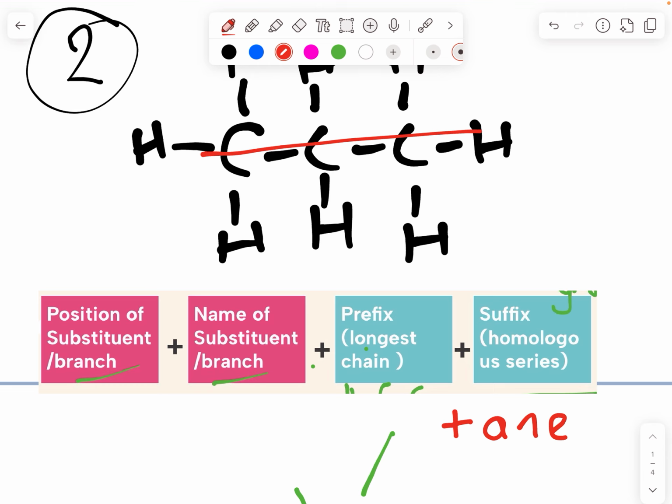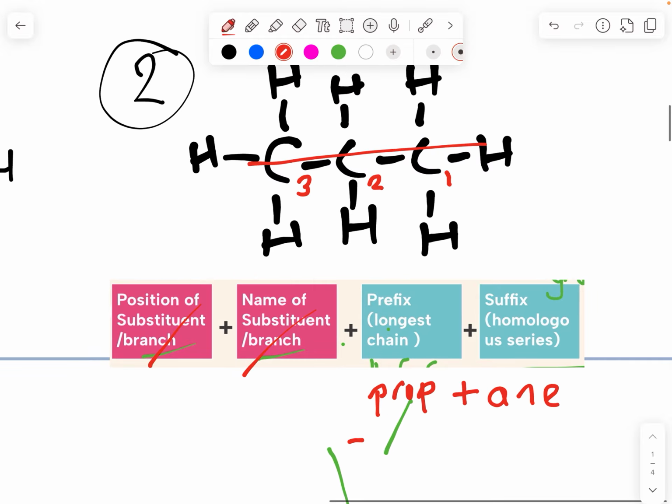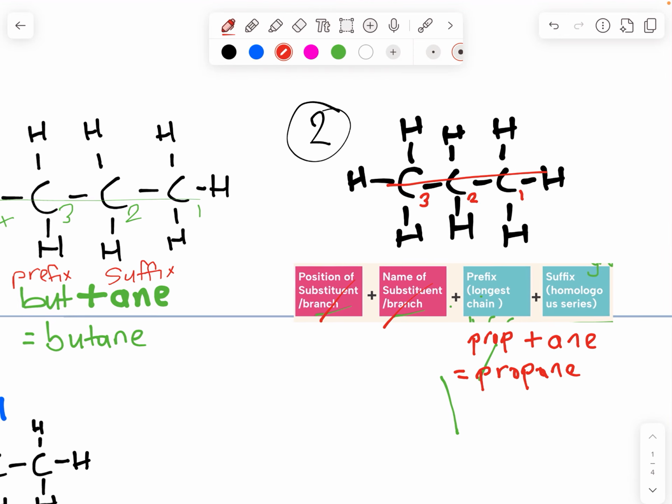For the prefix, it's the amount of carbons in the longest chain. So we have 1, 2, 3 carbons, and for 3 carbons, do you want to take a guess? For 3 carbons, it is prop. We don't have any substituents, and since we don't have any substituents, there's no position. So the name for this compound is simply propane.